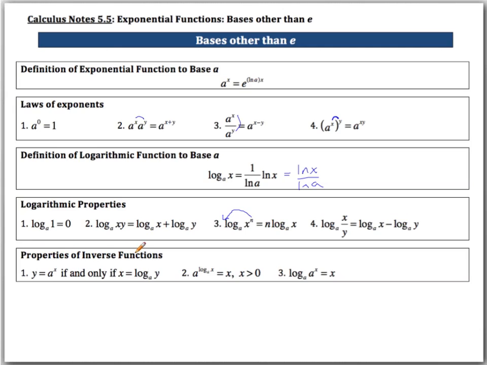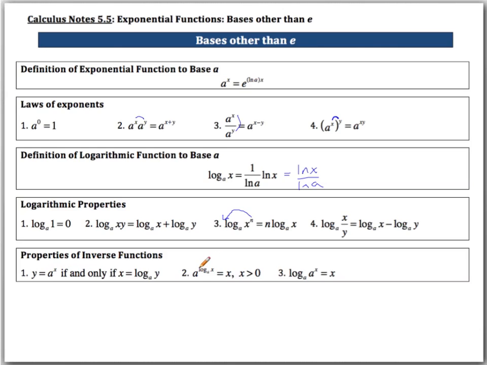Now some properties of inverse functions. If we have y equals a to the x, this is true if and only if x equals log base a of y. Okay, so we're going to use these in solving some equations involving bases other than e.